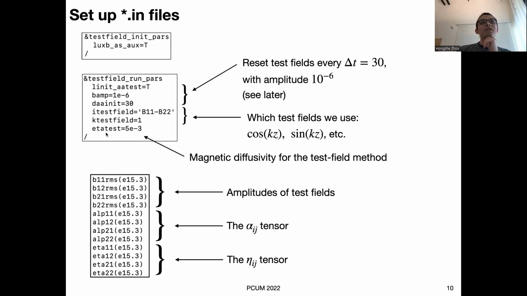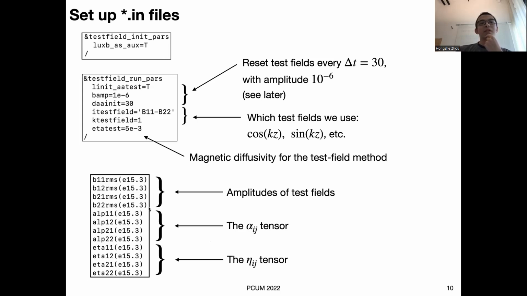And finally, you have a magnetic diffusivity. So this basically specifies what the diffusivity is in a test field problem. And in principle, this can be different from the main run. Then in print.in, you put in your diagnostics.